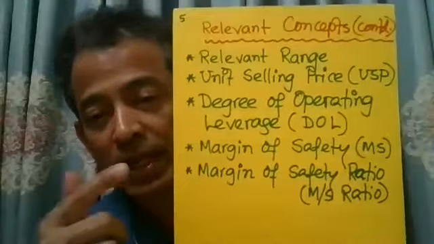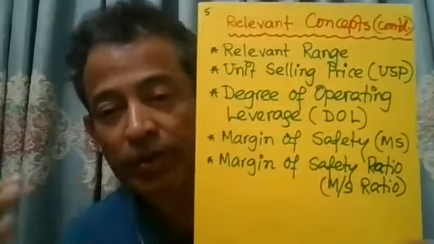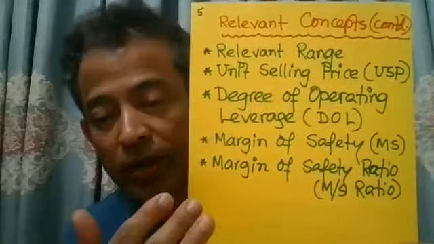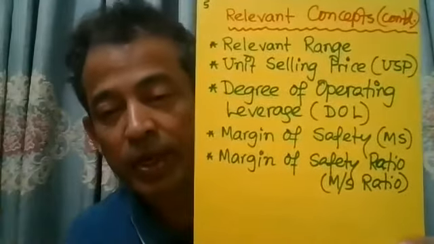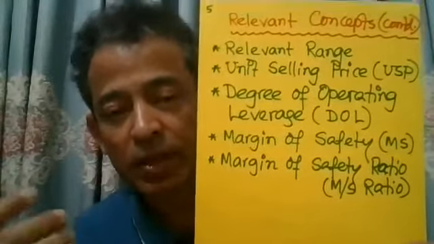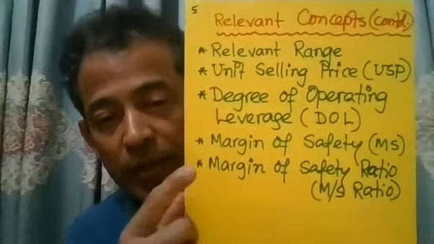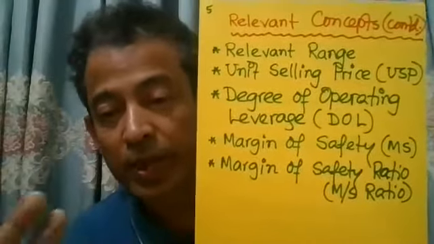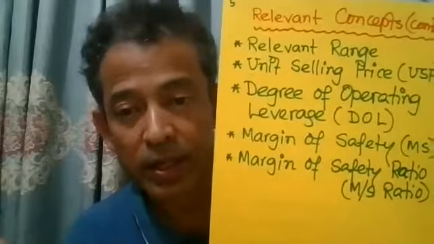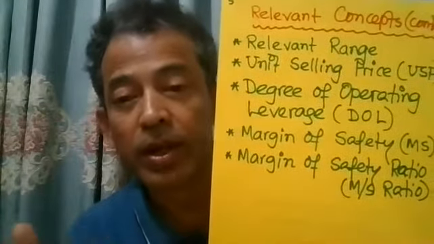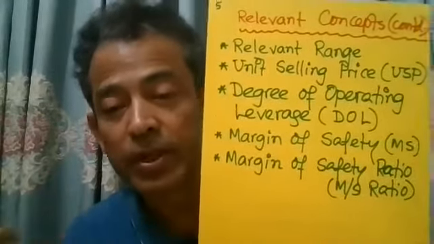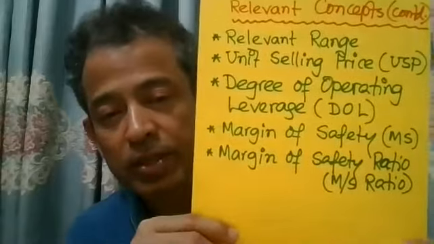So that is the degree of operating leverage, where you divide the percentage change in operating profit by the percentage change in sales. We have a much simpler formula, but the economic concept of the degree of operating leverage is the percentage change in operating profit in response to a given percentage change in sales.